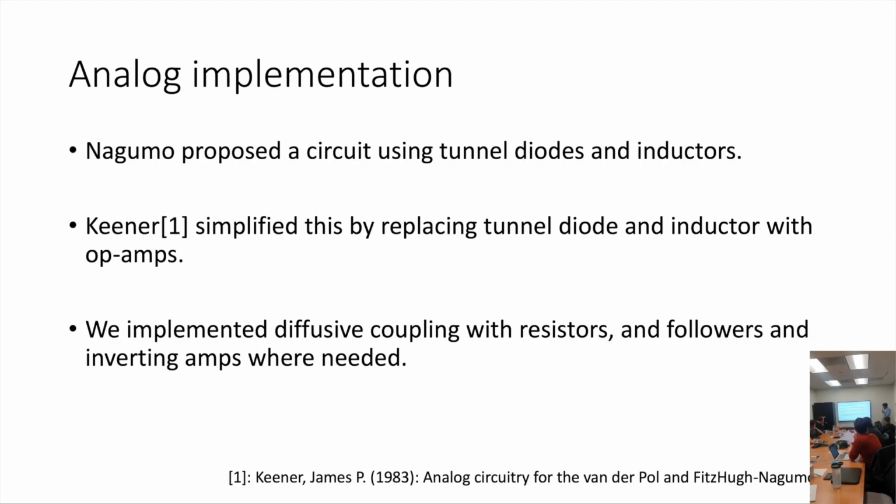So I think this was maybe in the 70s, Shinichi Nagumo and a couple of collaborators proposed a circuit which used tunnel diodes and inductors to essentially simulate the FitzHugh-Nagumo equations. Jim Keener simplified this by replacing the tunnel diode and the inductor with some operational amplifiers. We implemented the diffusive coupling with resistors, followers, and inverting amps where needed.